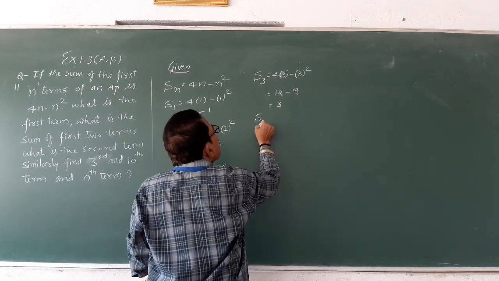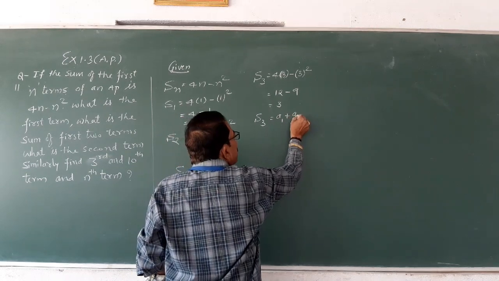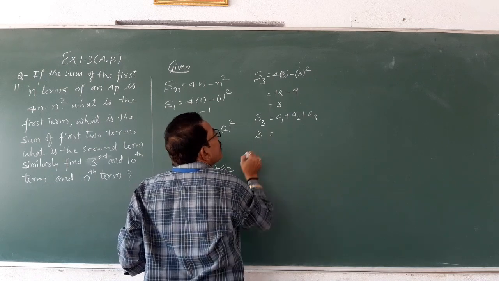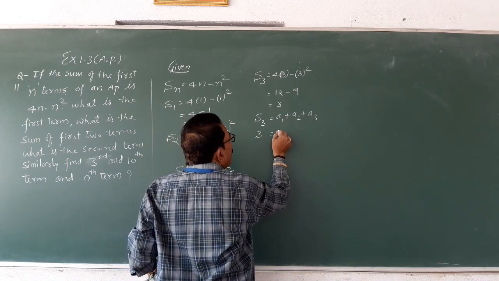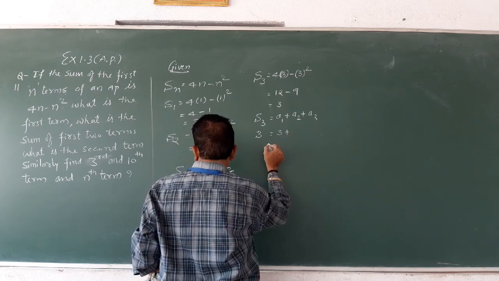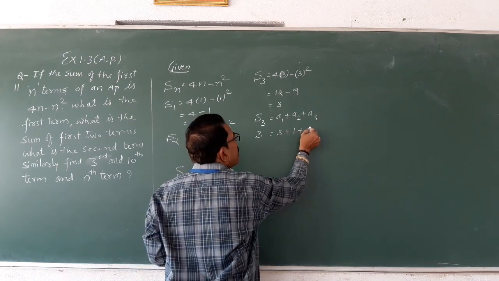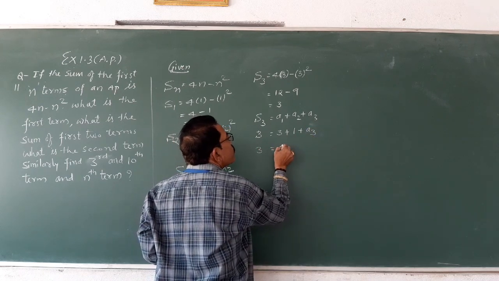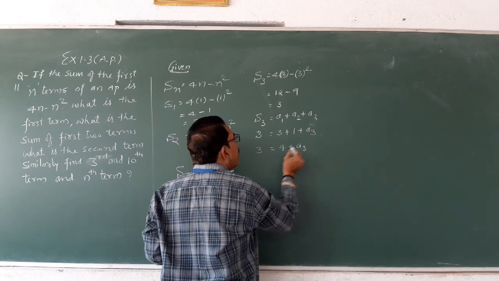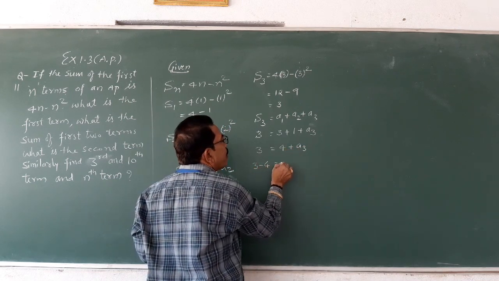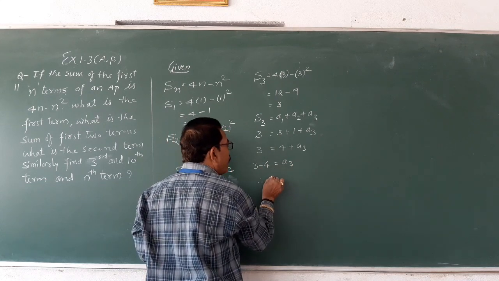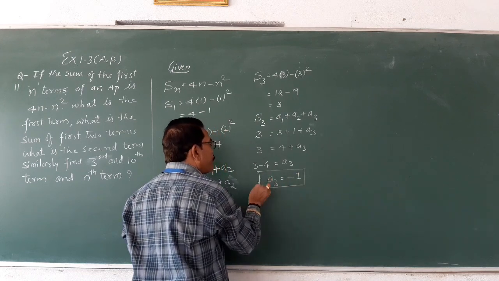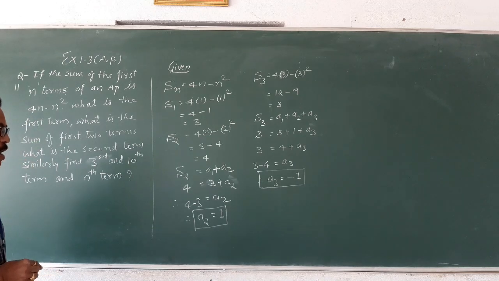But the meaning of S3 is A1 plus A2 plus A3. So S3, how much? 3. So A1 we know is 3, plus A2 we have calculated 1, plus A3. 3 plus 1 is 4 plus A3. 3 minus 4 equals A3. Therefore, A3 equals minus 1.